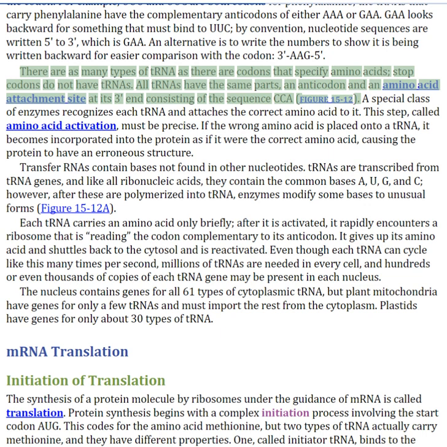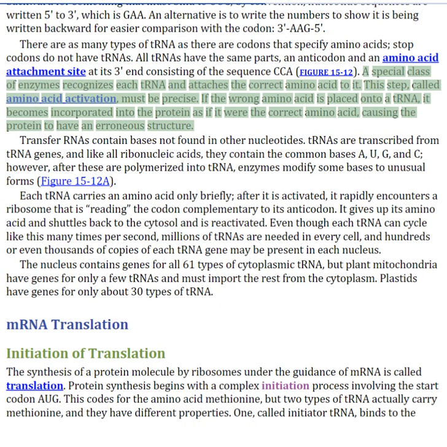Stop codons do not have tRNAs. All tRNAs have the same parts, an anticodon and an amino acid attachment site at its 3' end consisting of the sequence CCA. A special class of enzymes recognizes each tRNA and attaches the correct amino acid to it. This step, called amino acid activation, must be precise. If the wrong amino acid is placed onto a tRNA, it becomes incorporated into the protein as if it were the correct amino acid, causing the protein to have an erroneous structure.